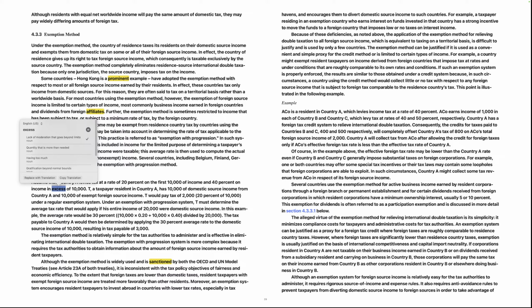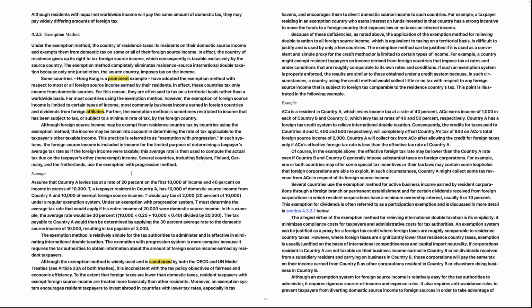Suppose a taxpayer in Country A has 10,000 of domestic source income and 10,000 of foreign source income. The foreign income is exempt from tax, so the taxpayer would pay tax of 2,000, or 20%, on the 10,000 under a regular exemption system.